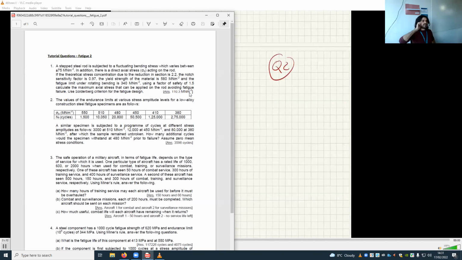For question 2, we have the values of the endurance limits at various stress amplitude levels for a low alloy construction steel specimen as follows. So what you have is a table. Instead of having a curve, in this case you have the same information in a table. This is Wöhler's curve in the form of a table. So let me write it here. You have Wöhler's curve in table 4.